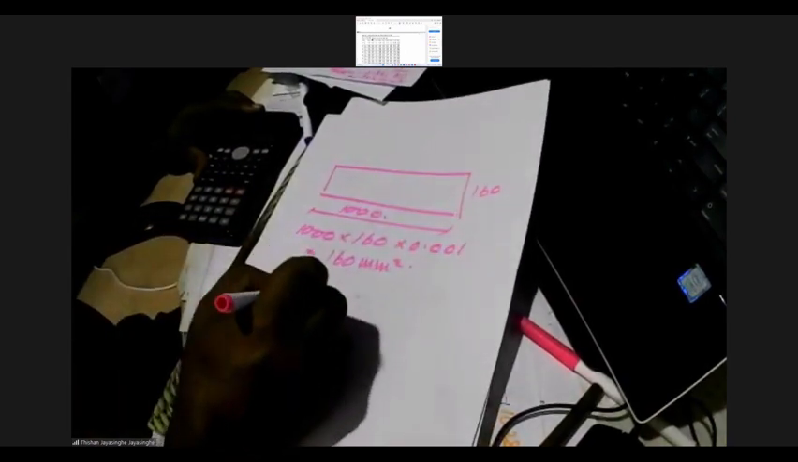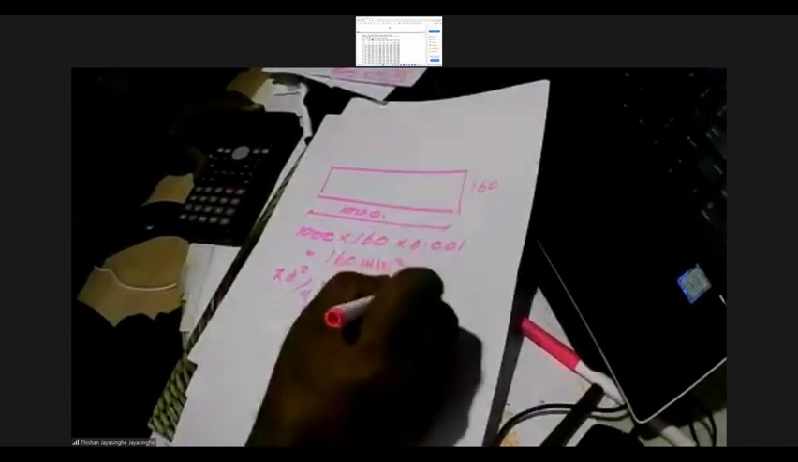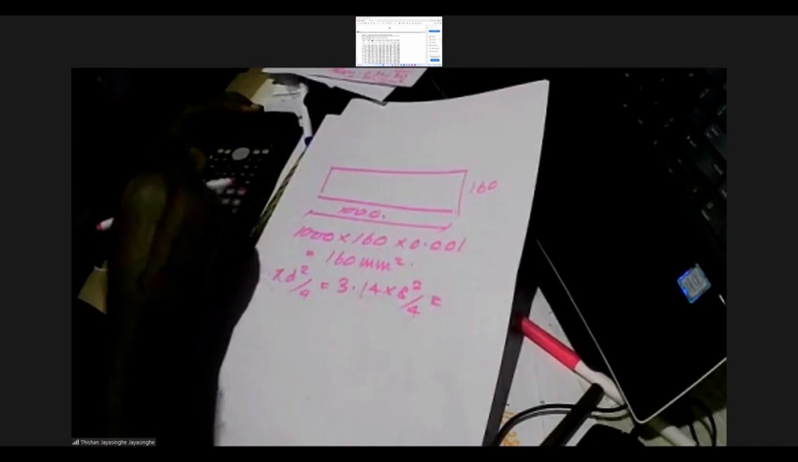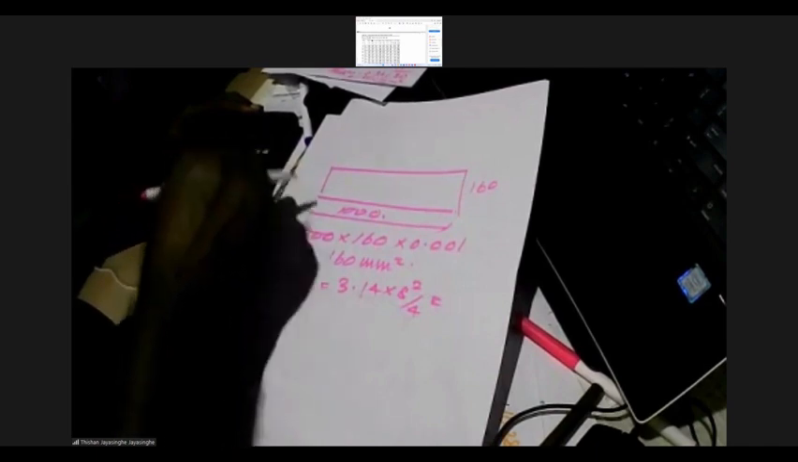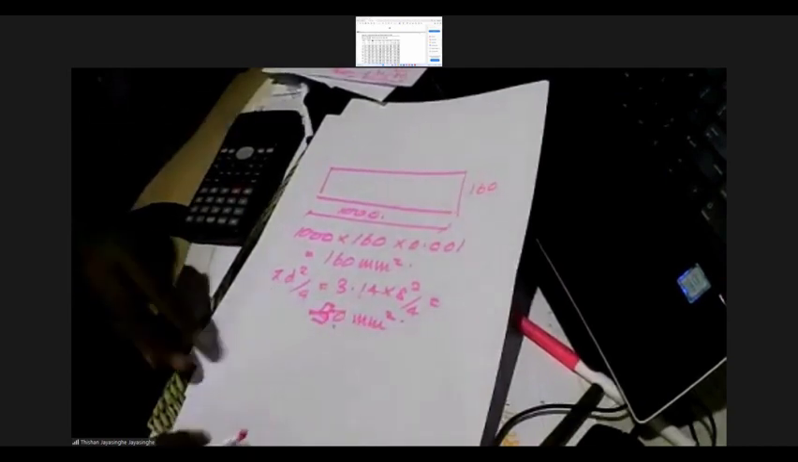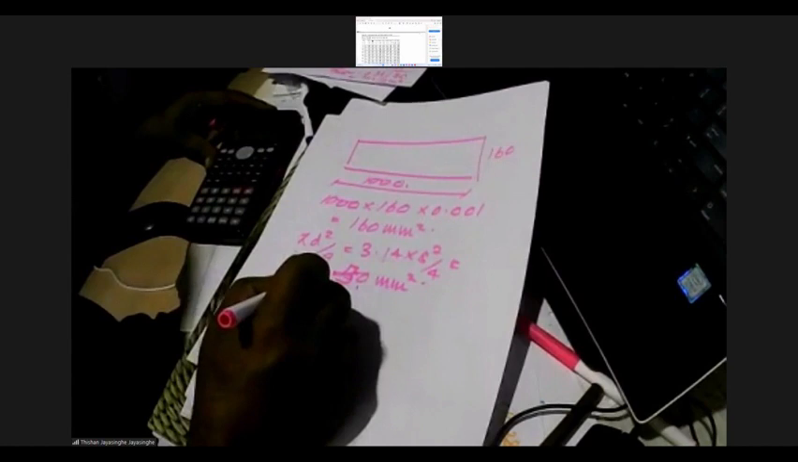Pi d squared divided by 4 is equal to 3.14 into 8 squared divided by 4, which is 50 millimeters squared. So 50 into 6 into 7,850. Each bar has a weight of 3.4 kilograms, 6 meter bars, and 1000 divided by 2.4.